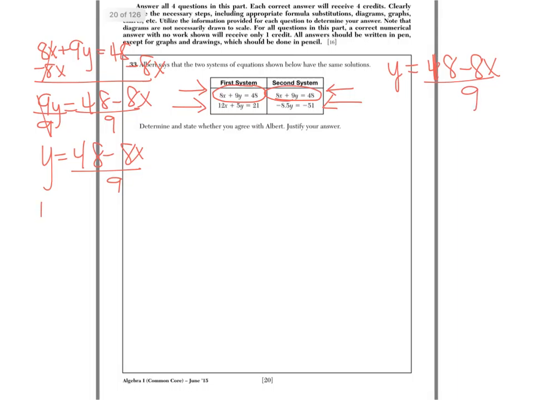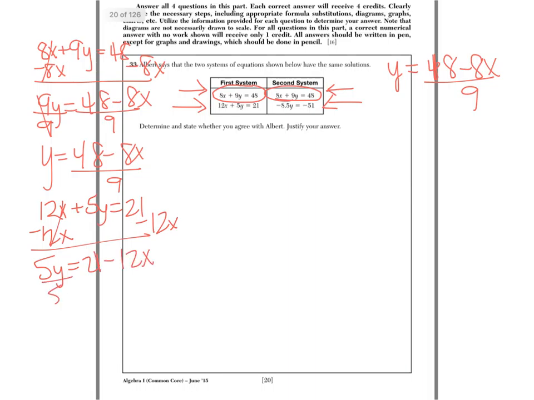Then for the second equation, 12x plus 5y is equal to 21. I'm going to solve that for y. So subtract 12x from both sides. And I get 5y is equal to 21 minus 12x. Divide out the 5. So algebraically, you would take these two and set them equal to each other. And cross multiply.